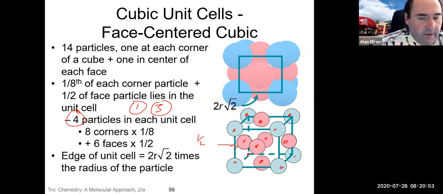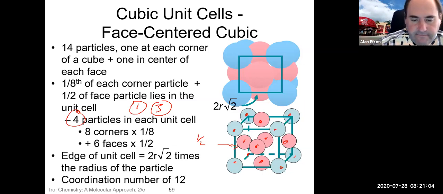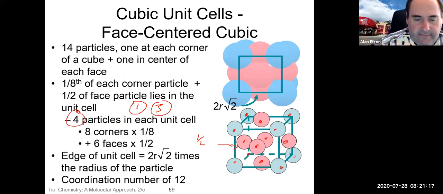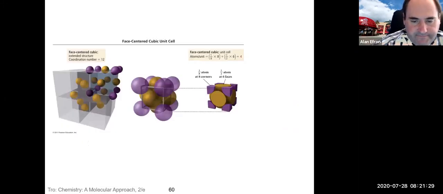Again, 1 atom from the corners and basically 3 other atoms that have been sliced right in half on the face of each of these squares. Coordination number is 12. As you can see, it has the highest coordination number because it's got the most atoms. So when they come together, there's a lot more contact that occurs between them. And the important part here is our 2r square root of 2 in terms of our edge length.